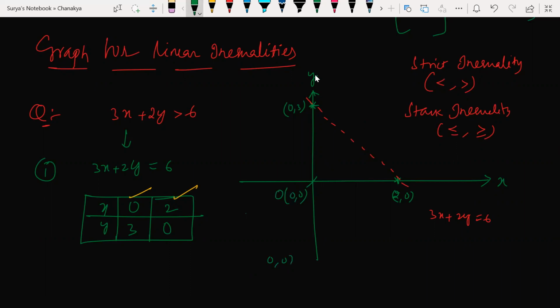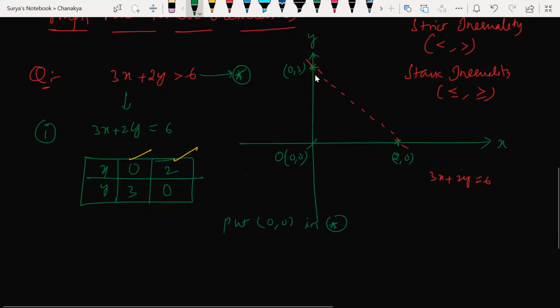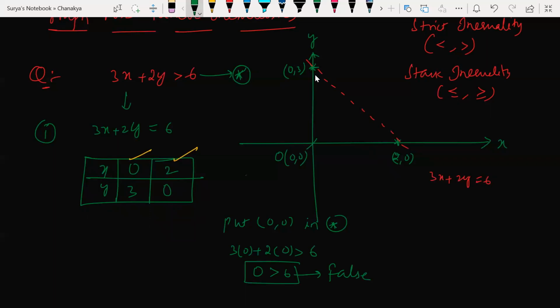Okay, I'm taking 0, 0. Put 0, 0 in this star equation. In the star equation, what are you going to get now? 3 into 0 plus 2 into 0 greater than 6. So 0 plus 0 is 0 only. 0 can't be greater than 6. This is a false statement, yes or no?